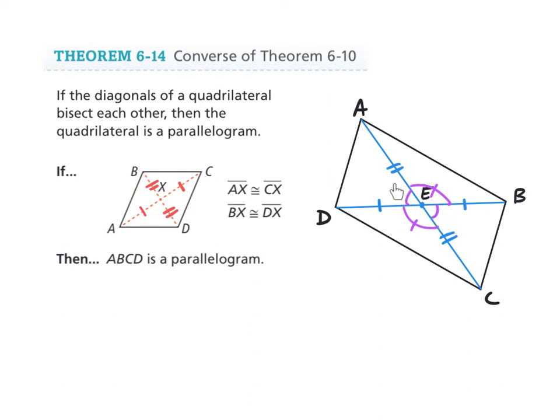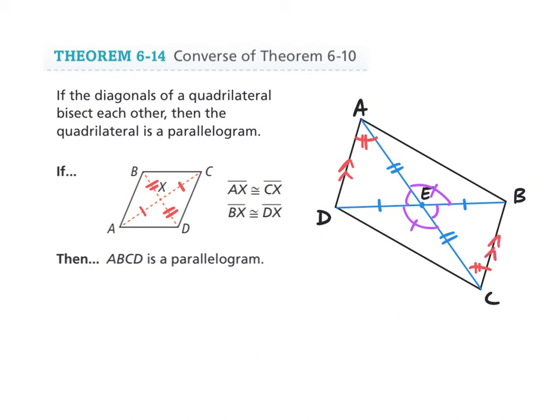And since these two triangles are congruent, it would indicate that this angle here and this angle here are congruent because they're corresponding parts. And if those angles are congruent, they're also, I notice, alternate interior angles for this line and this line crossed by this transversal. So these alternate interior angles that are congruent makes this and this parallel.